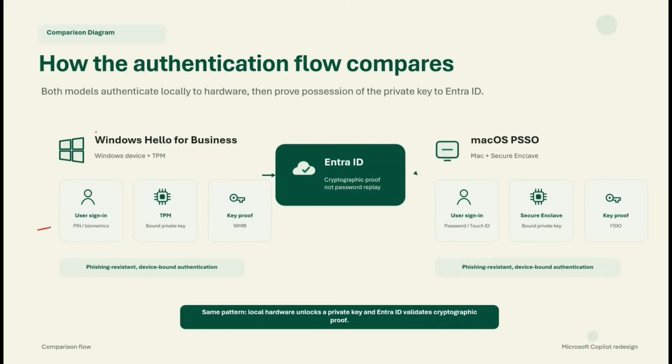In case of Windows Hello for Business, which requires a TPM, the user signs in with his PIN, and then the TPM contains the cryptographic key, and that key is used for further authentication. In case of PSSO, the user is signing in with his password. The cryptographic key was present in the Secure Enclave, and that key is then used for facilitating further single sign-on across applications. Yeah. All right. So the same pattern in both. Local hardware unlocks the private key, and Entra ID validates the cryptographic proof.